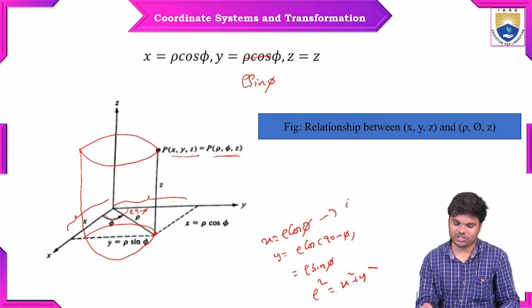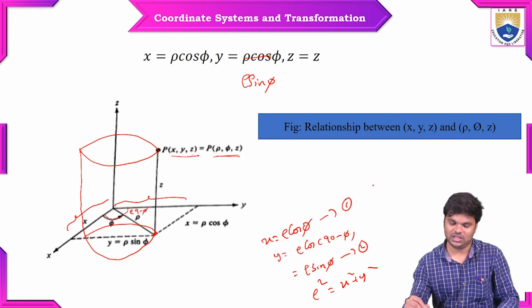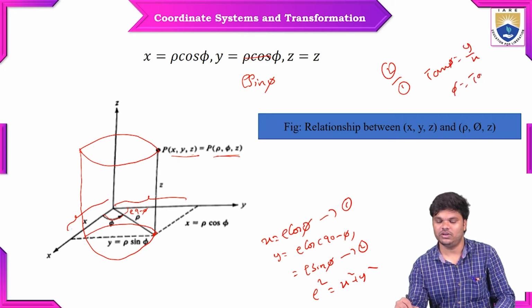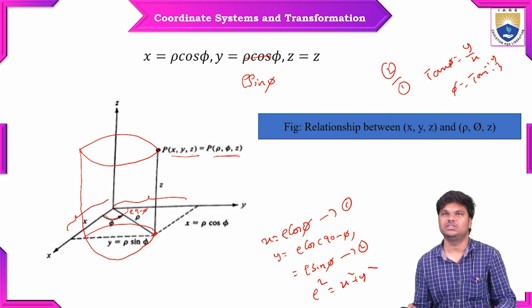And from these two equations 1 and 2, if I do 2 by 1, then tan phi is equal to y by x. Phi is equal to tan inverse of y by x. That's it.